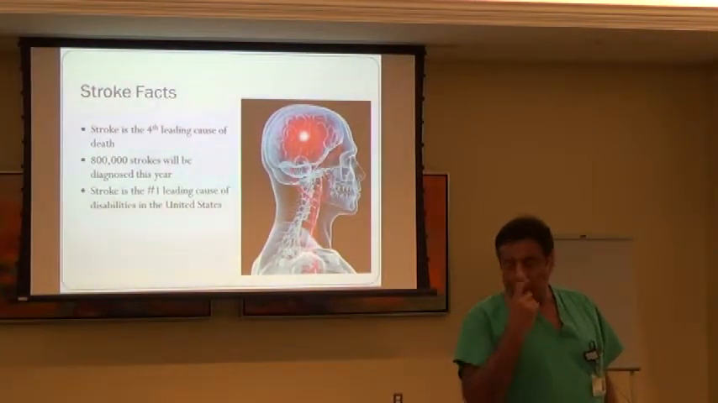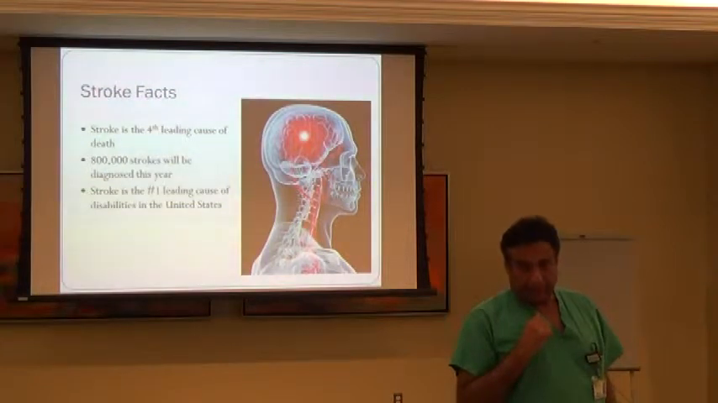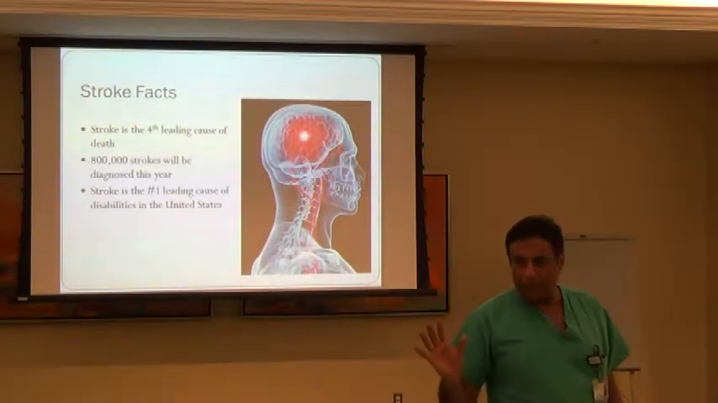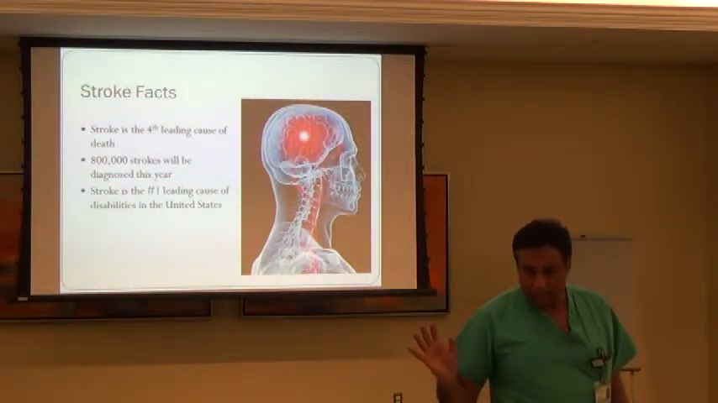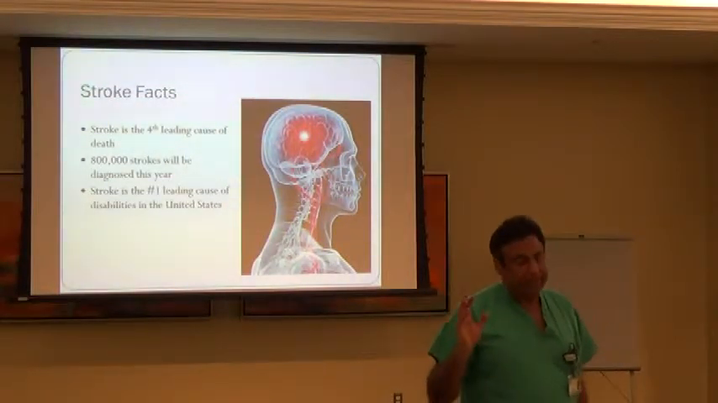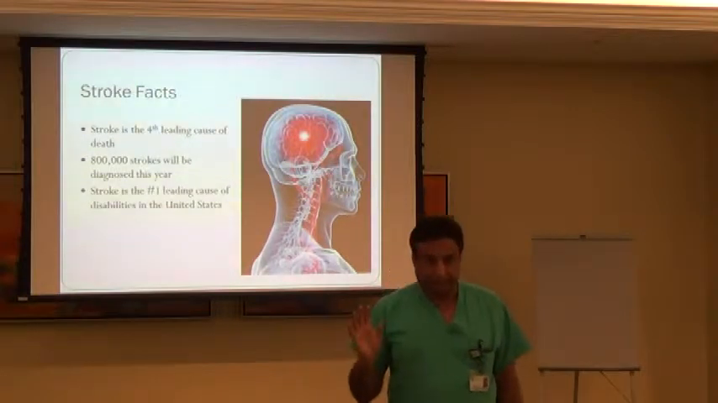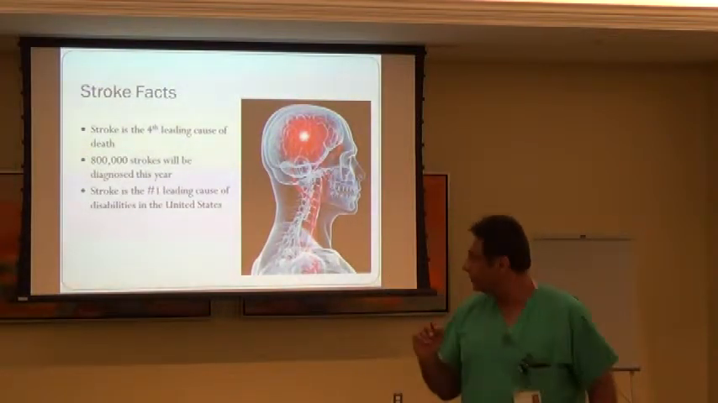So how many people get a stroke out of that? No, this is now ischemic stroke. Out of 300 million people in the United States, how many people get a stroke? So it's about 800,000 strokes every year.